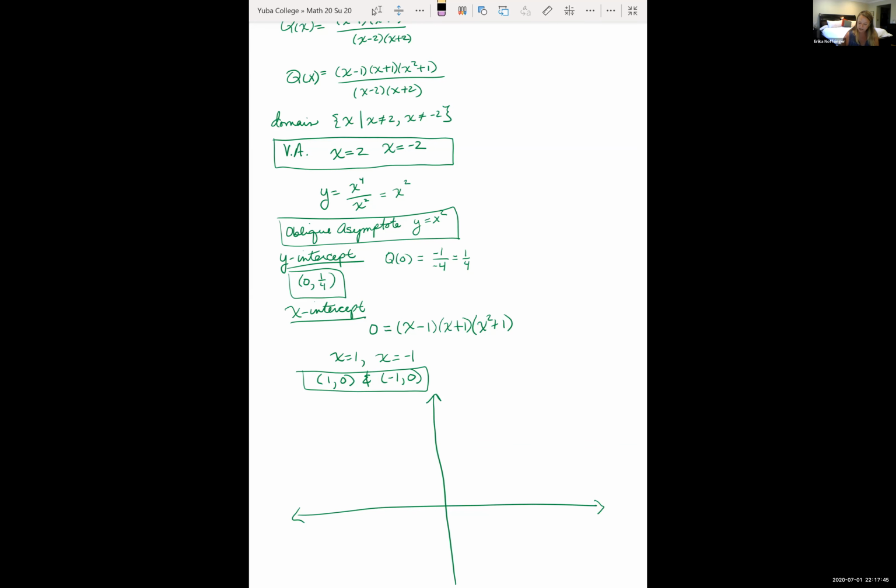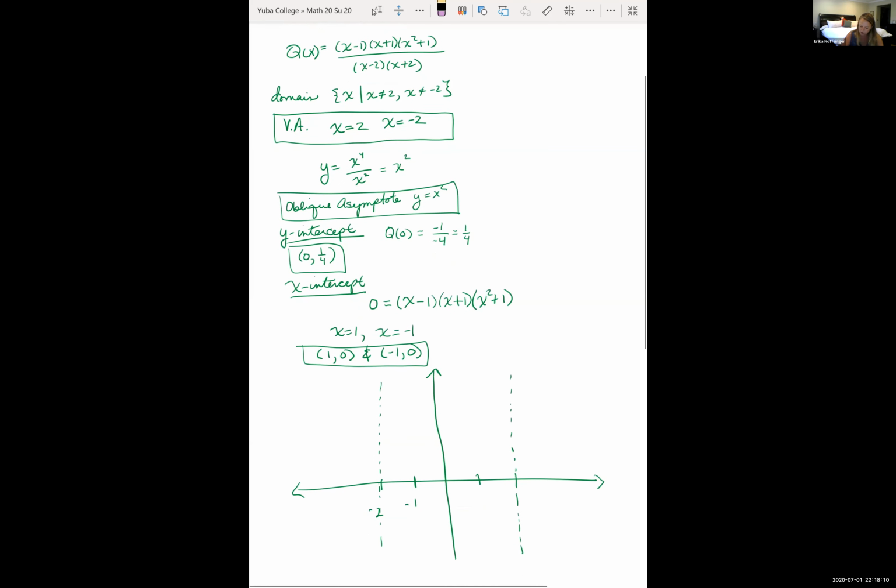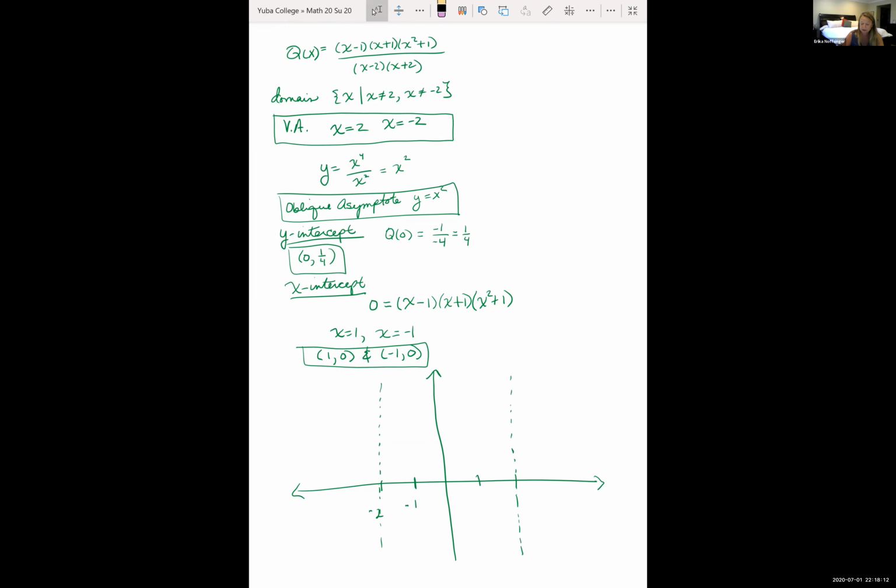Okay, so x-intercepts, we're at x equals 2 and x equals -2. So we can denote that by dotted lines, a vertical line going through x equals -2 and a vertical line going through x equals +2. We have a graph where there's an oblique asymptote, and that is y equals x squared. That's a parabola that's centered at the origin.